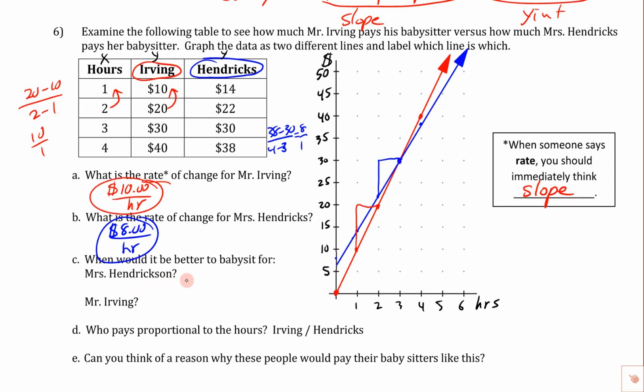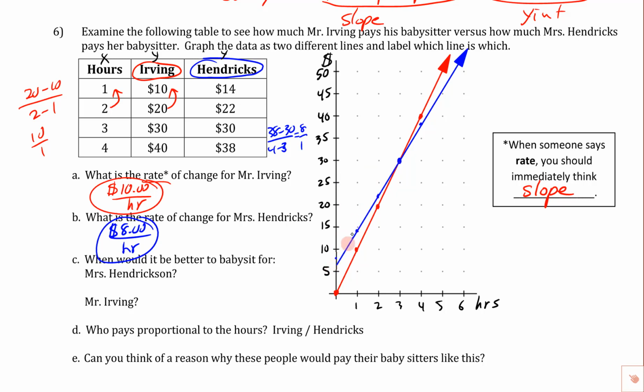And it says, when would it be better to babysit for Mrs. Hendrickson and when would it be better to babysit for Mr. Irving? So remember, Mrs. Hendrickson, she's the blue. So I'm going to stick with the blue color right here. So we're looking at this right here. So if you had these two babysitting jobs, and let me erase these little triangles right here. If you had two babysitting jobs or two offers, you can tell who pays more by which line is above the other one. So over here, the blue line is above.